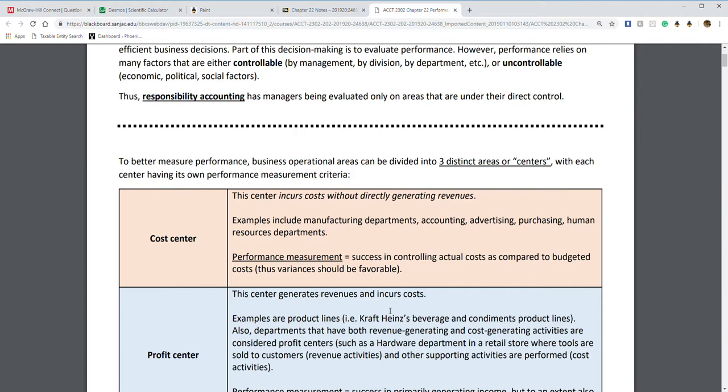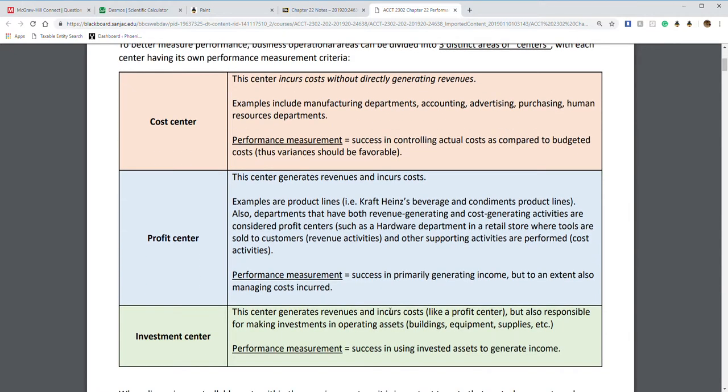So how do we measure this? Their success is actually controlling their actual costs as compared to the budget. So in chapter 21, when we dealt with variances, this is the big thing. We're going to talk about this one, but it's not going to be too tough in this chapter. The next one is probably going to be the toughest one, and that is a profit center.